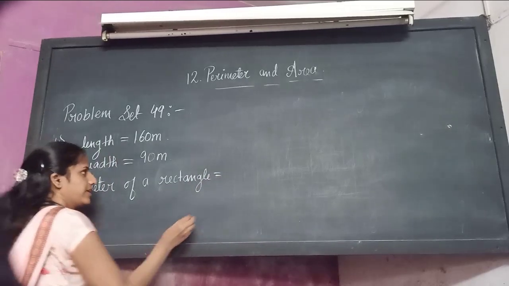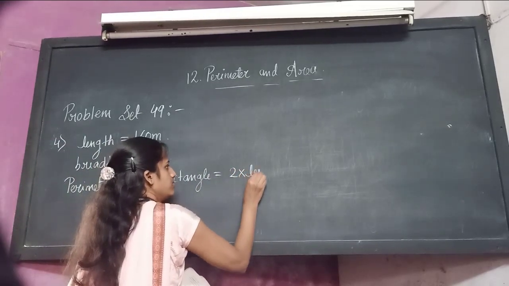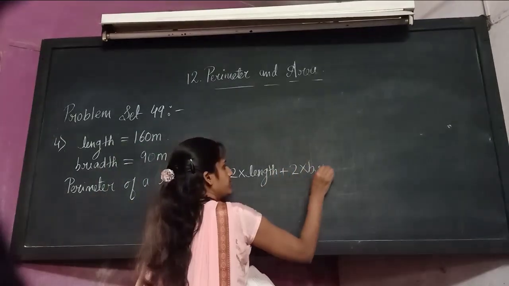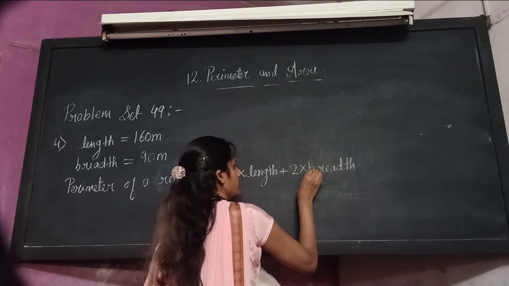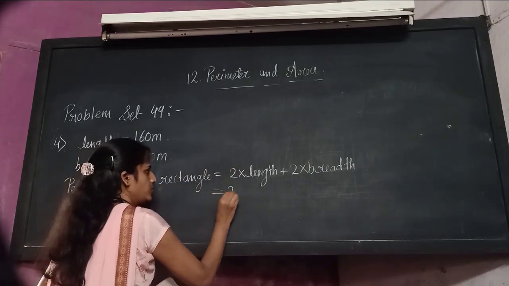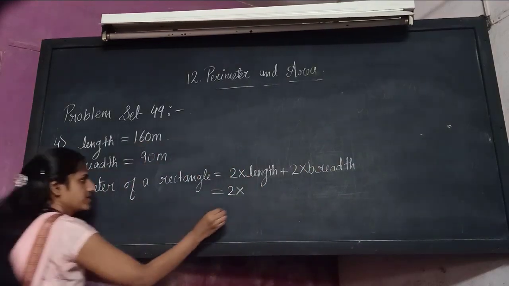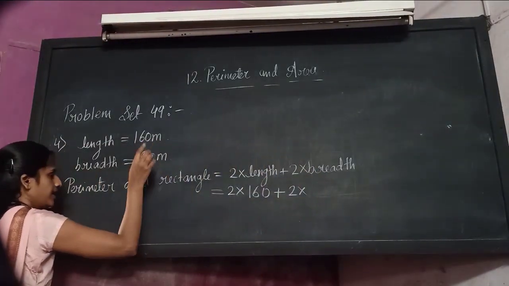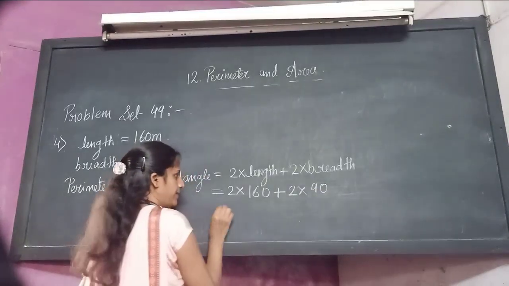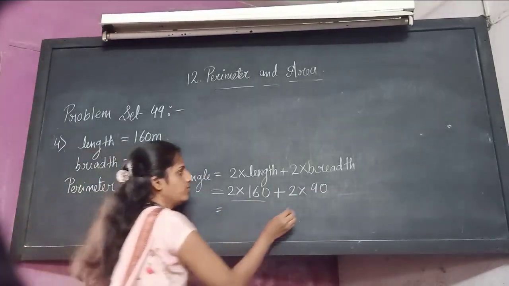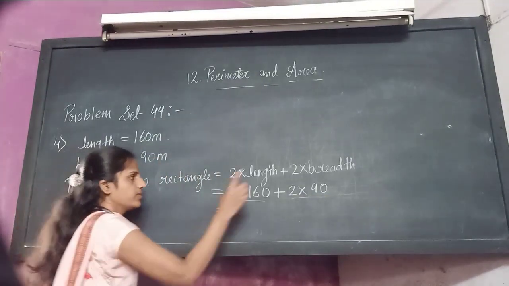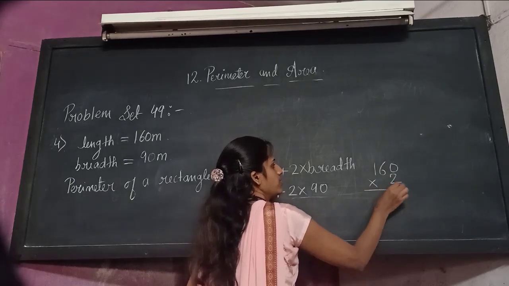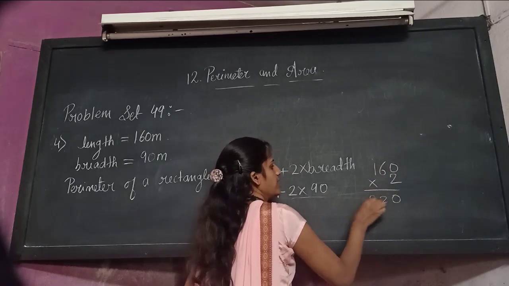The formula for perimeter of rectangle is 2 into length plus 2 into breadth. Put equal sign. 2 multiplied by the length is 160 plus 2 multiplied by the breadth is 90. Now just do multiplication here. 160 will multiply by 2 and 90 will multiply by 2. You can do the rough work over here if you want. 160 multiply by 2: 2 zeros are 0, 2 6s are 12, 2 ones are 2. The answer will be 320.